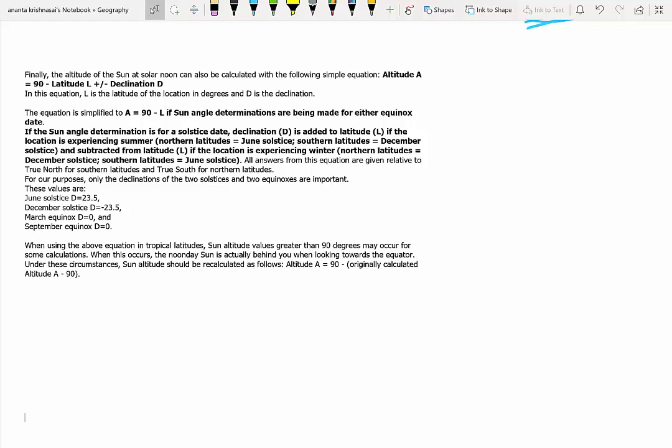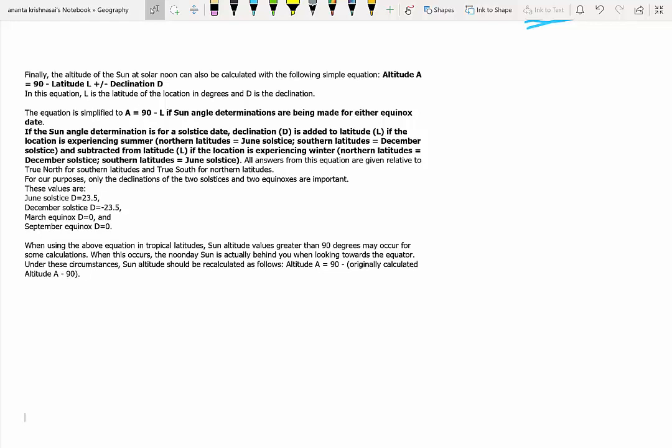As it is written here, if the sun angle determination is for a solstice day, you know that the declination has to be added to the latitude if the location is experiencing summer. If you know that it is summer, and if you know that it is June solstice, the northern latitudes are experiencing summer and the southern latitudes would experience summer during the December solstice. And if the location is experiencing winter, as you understand, northern latitudes experience winter during this December solstice and southern latitudes experience winter during the June solstice, it has to be subtracted from the latitude.